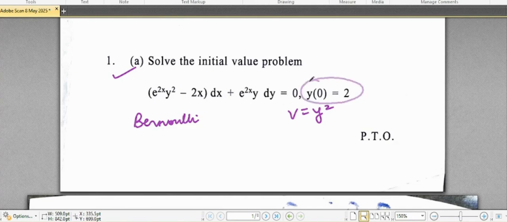Do not forget that it's an initial value problem, so in the end, in the general solution, you have to find the value of c also. So that means you are on the lookout for a particular solution, and after doing everything according to the procedure of Bernoulli, you're going to get y square e to power 2x is equal to 2x square plus 4 as the final answer to this question.